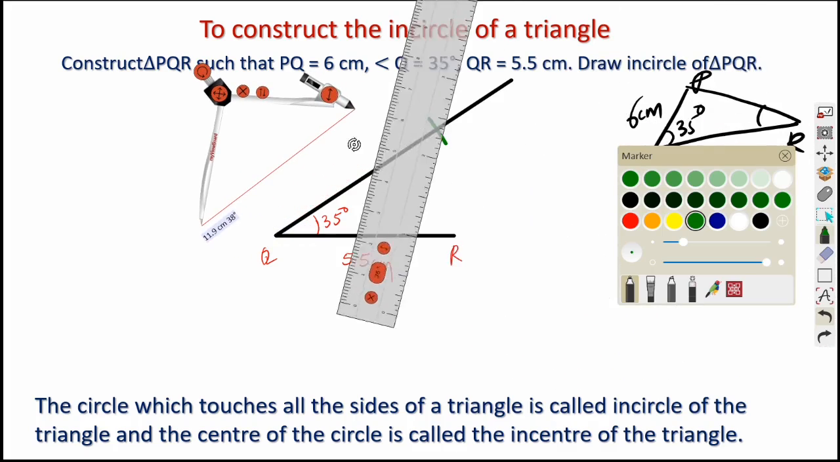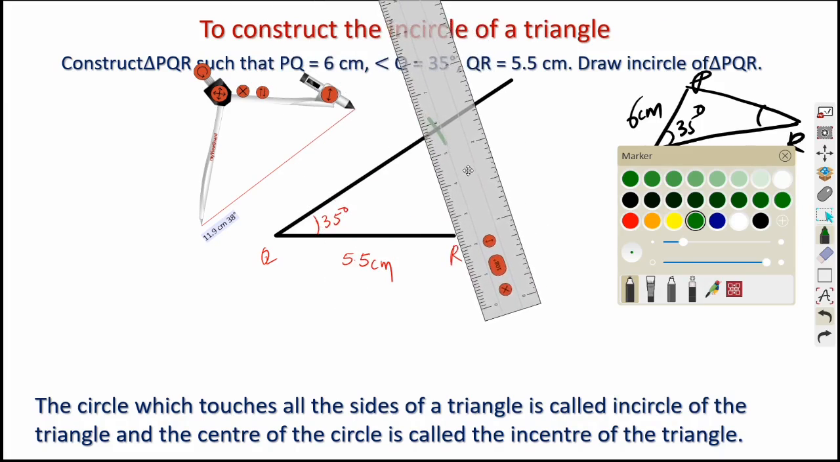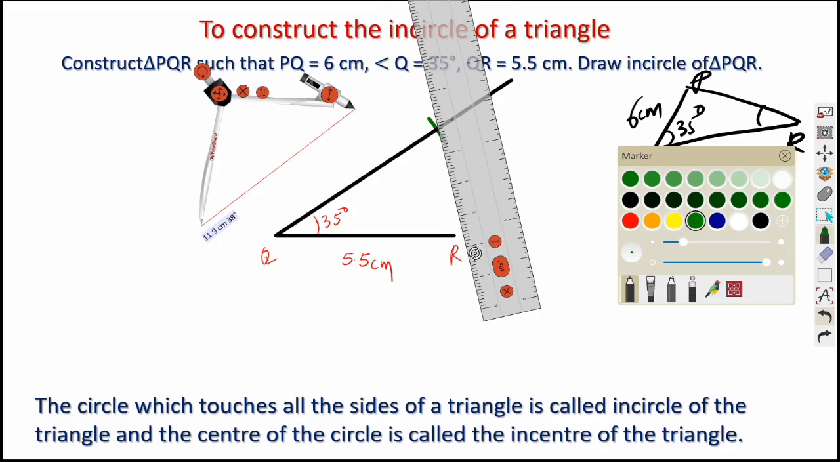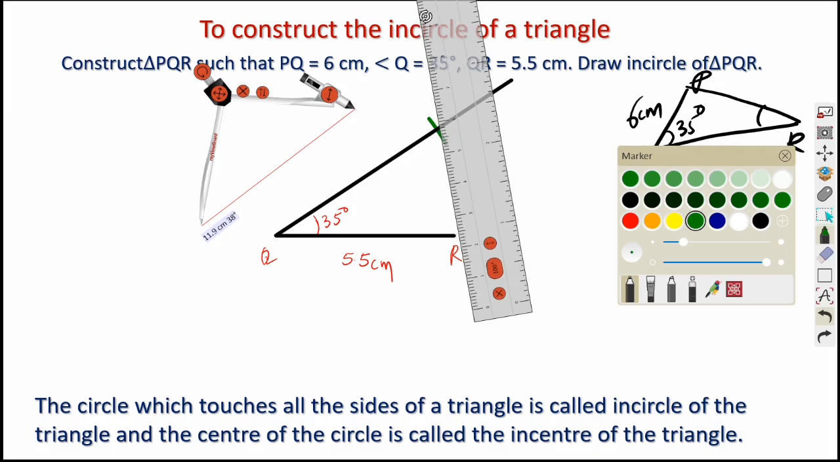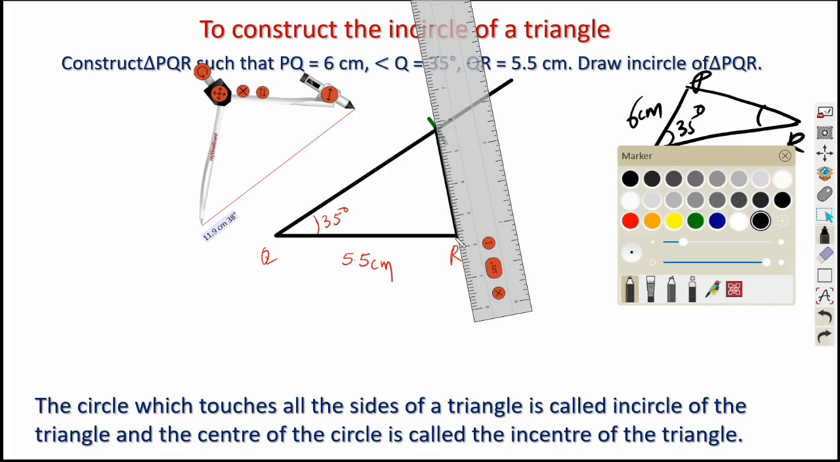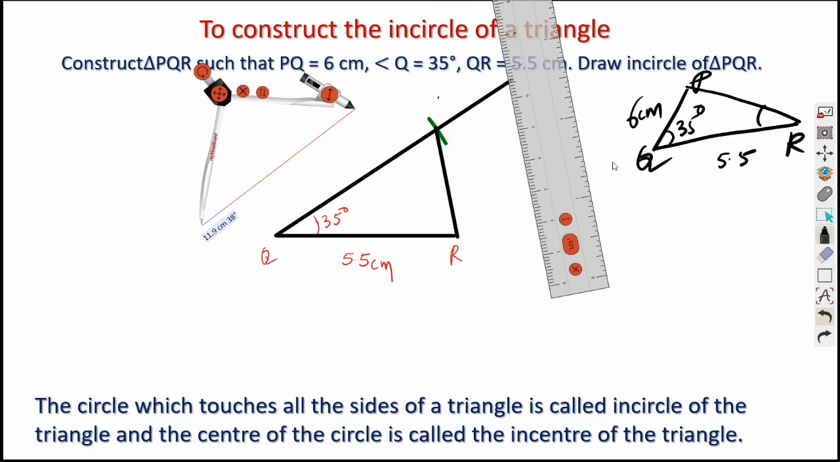Now I can join R with P. This is P. Now PQR is constructed. This work of making PQR is over.